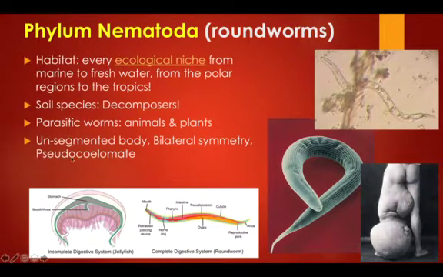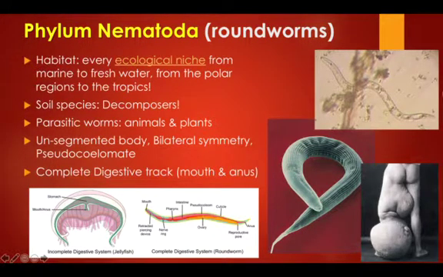And like the flatworms, they're still unsegmented. They are bilaterally symmetrical, and now they are pseudocoelomates. So we have evolved the pseudocoelom, the false body cavity. Now, this one is a pretty big distinction between them and flatworms. They have a complete digestive tract. They have a mouth and an anus.